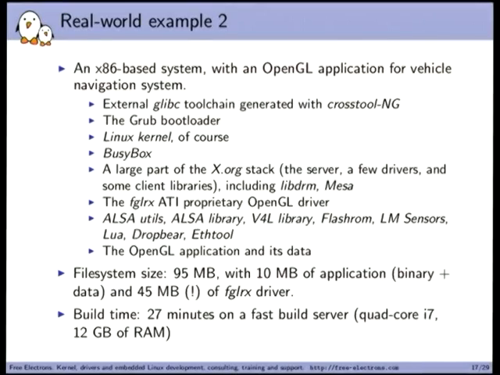And in the end, the file system was 95 megabytes, which is quite huge. But if you look at what made this size, there's actually 10 megs of app and 45 megs of the ATI driver. I don't know what they do exactly in their drivers and OpenGL implementation, but it's crazy. And this system was taking 27 minutes to build on the same build server, a quad-core i7. So it's pretty reasonable. I mean, of course, you need to drink a little bit of coffee, but not too much.